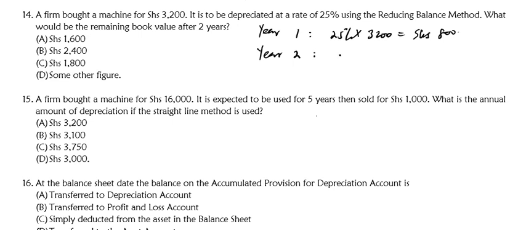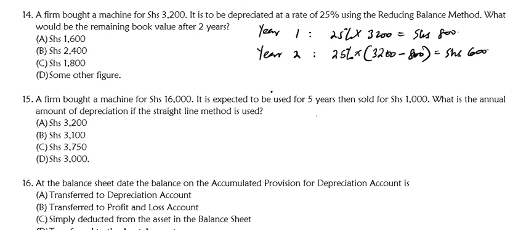That depreciation will be 25% times the book value. So how do you get that book value? In year 2, you have to get the cost of the asset, then deduct the depreciation of the previous year. So 3,200 minus 800, that is 2,400, times 25%, that is shillings 600.